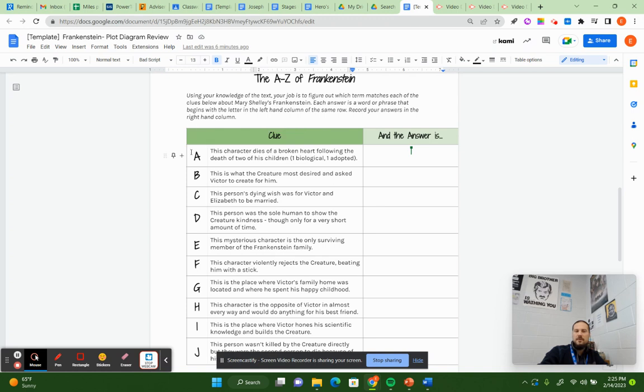And then here, this is just real simple, A to Z of Frankenstein. You've got the letters of the alphabet. Each letter corresponds to a character, place, or word that a clue describes. So this is what the creature most desired and asked Victor to create for him. Well, it starts with a B. He wants a woman. He wants a wife. Oh, I know. He wants a bride. And so that's really all you got to do for this: figure out what each letter corresponds to, figure out the answer to the clue, and then write it on the right hand side.